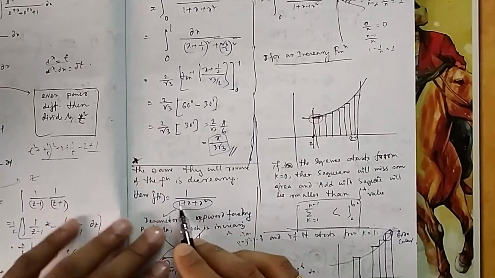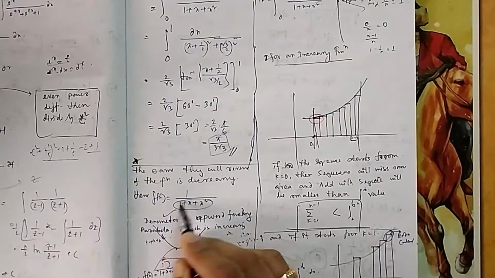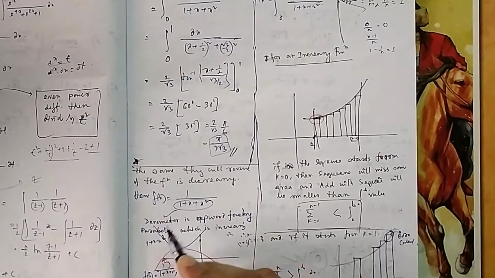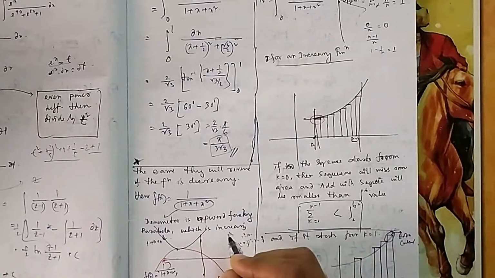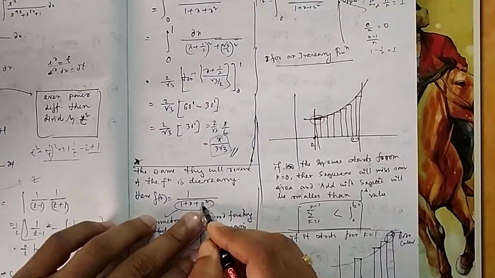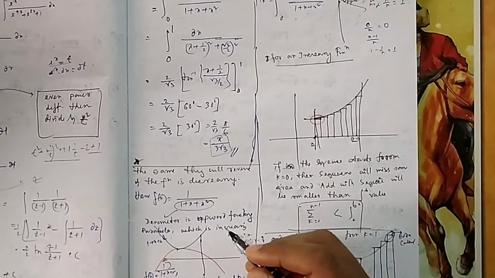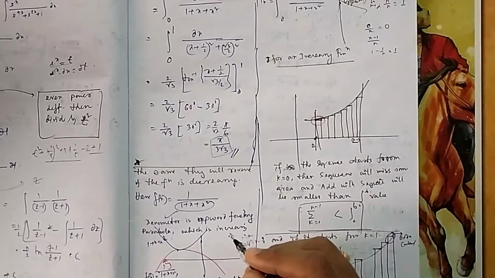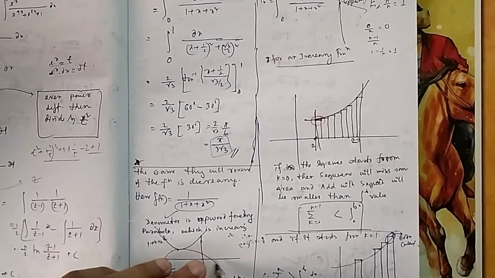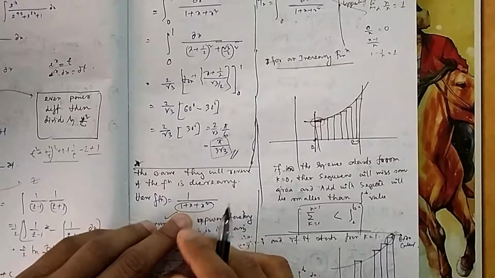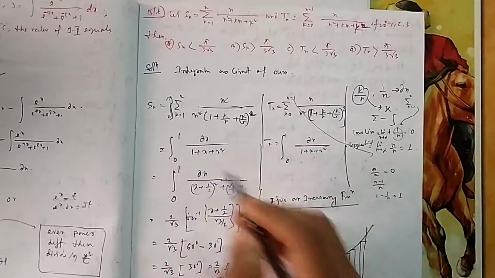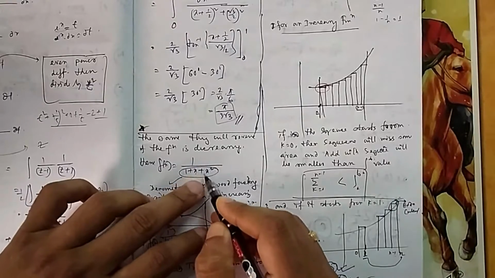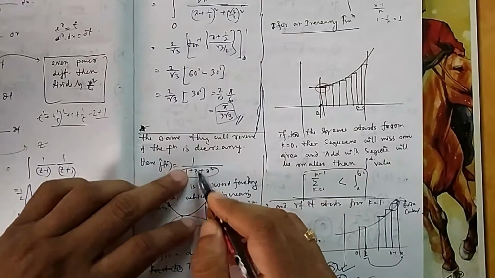So if you see this function, 1 plus x whole square, this is a parabola, and it is an upward parabola. Why is it an upward parabola? Because you can see the coefficient A is positive. Because it is an upward parabola, 1 by this one will be a downward curve. Now they are asking from 0 to 1, so in between 0 to 1, this is always positive. If your denominator keeps on increasing, that means your function value will keep on decreasing.